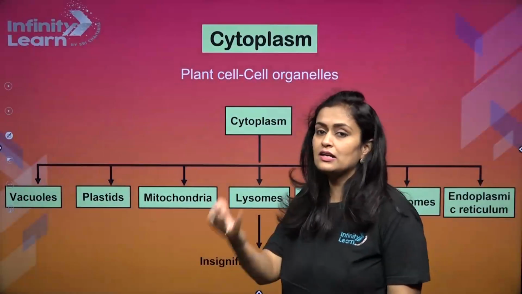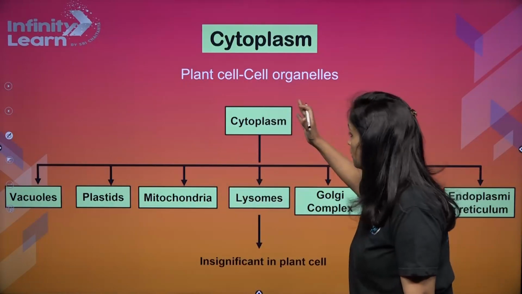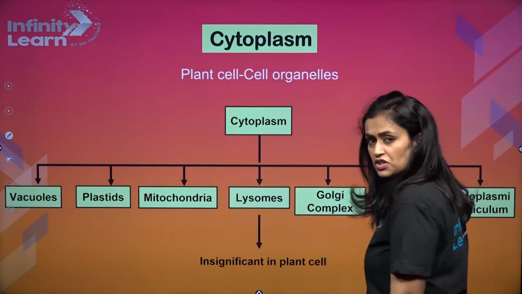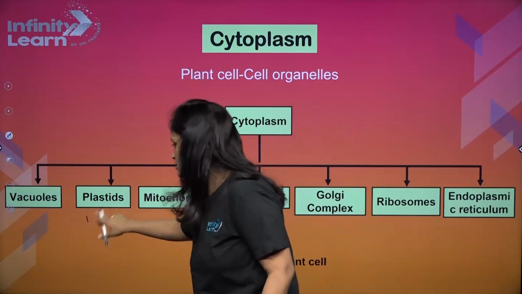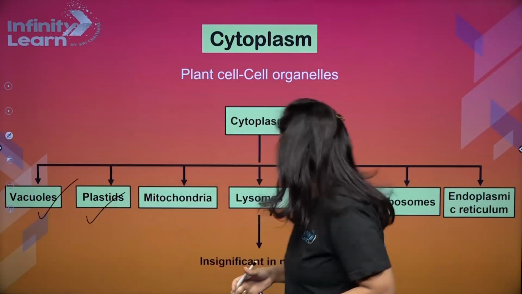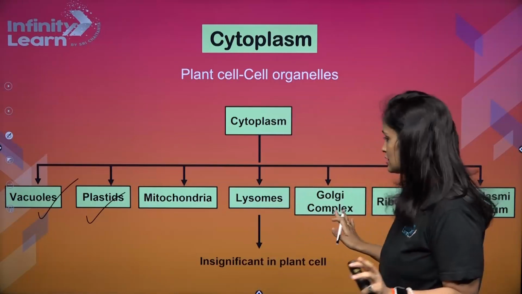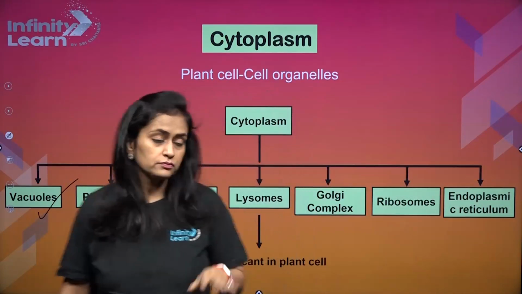Similarly, plant cells will also have similar organelles, because both of them are eukaryotic, right? The plant cell cytoplasm will also have certain similar organelles, apart from plastids, which are unique to plants, and vacuoles, which are also very unique. Lysosomes are lesser or negligible in plant cells. Then the rest is the same story, about which we will talk.